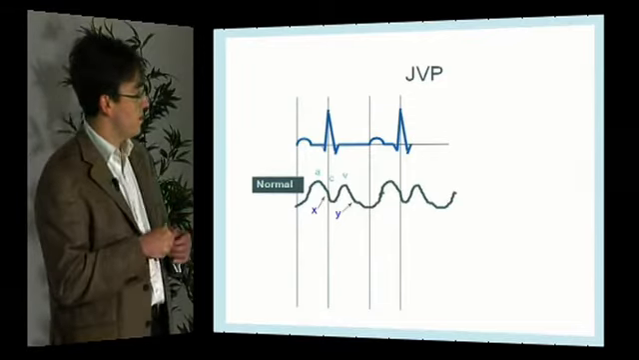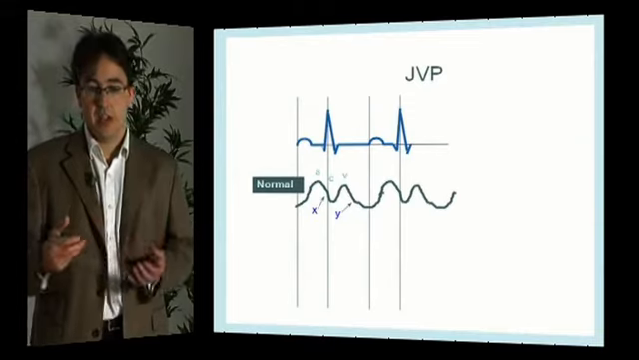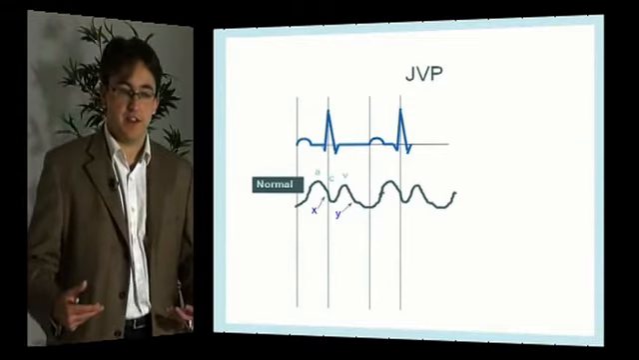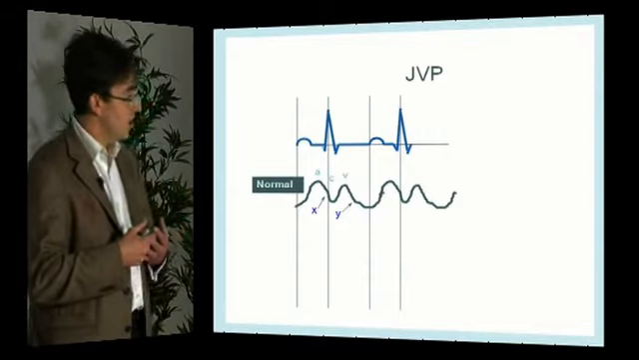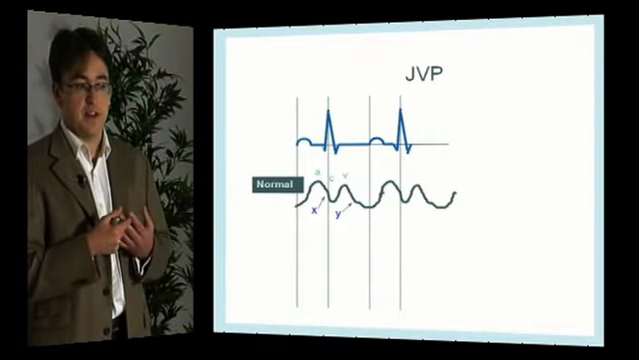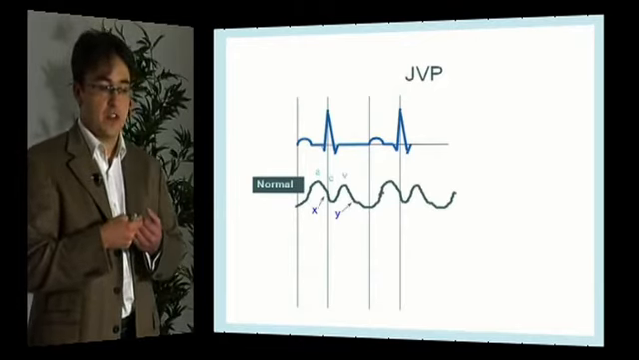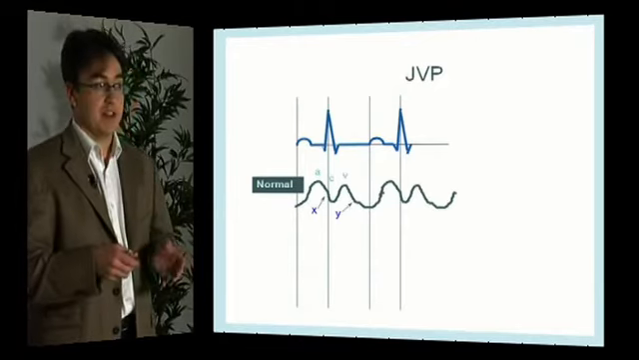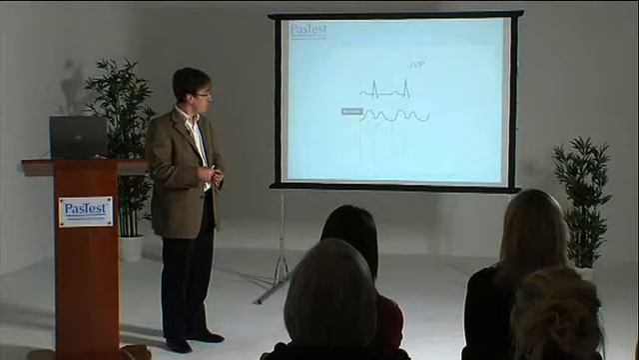And this peaks with the V wave. This is the result of passive filling of blood coming back from the head and neck vessels and the feet, filling the right atrium passively. The last prominent feature you can see is the Y descent. And this occurs at the end of ventricular systole when the tricuspid valve opens and blood is able to move passively from the right atrium into the ventricle.